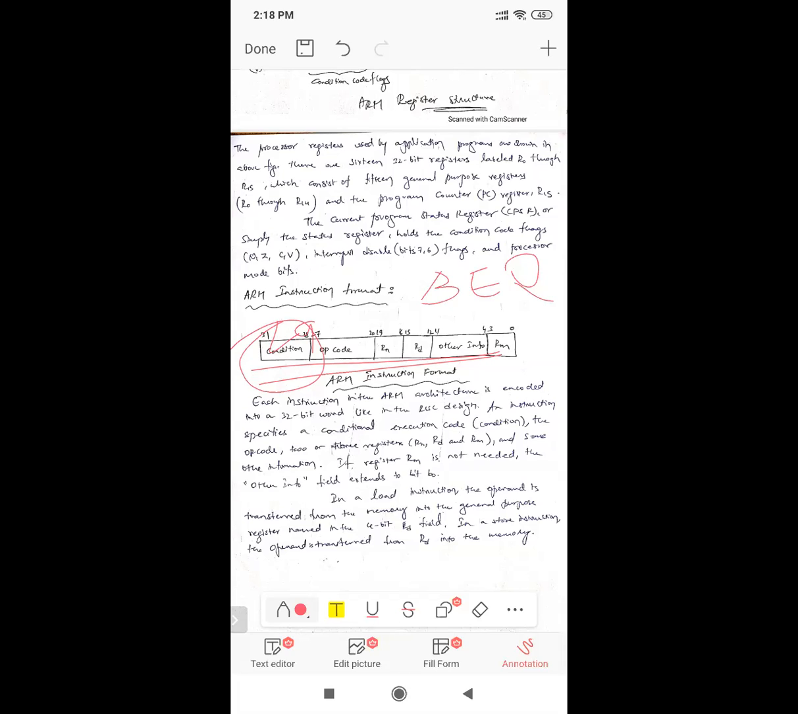Similarly there are conditions like branch if carry, branch if no carry, like that. Branch if carry: if the output carry is equal to 1, then only the branch operation is performed. If the output carry is not equal to 1, branch if no carry, the branch operation is performed when the carry flag is not set. That condition, whether there is carry or not, you have to specify in these bits.